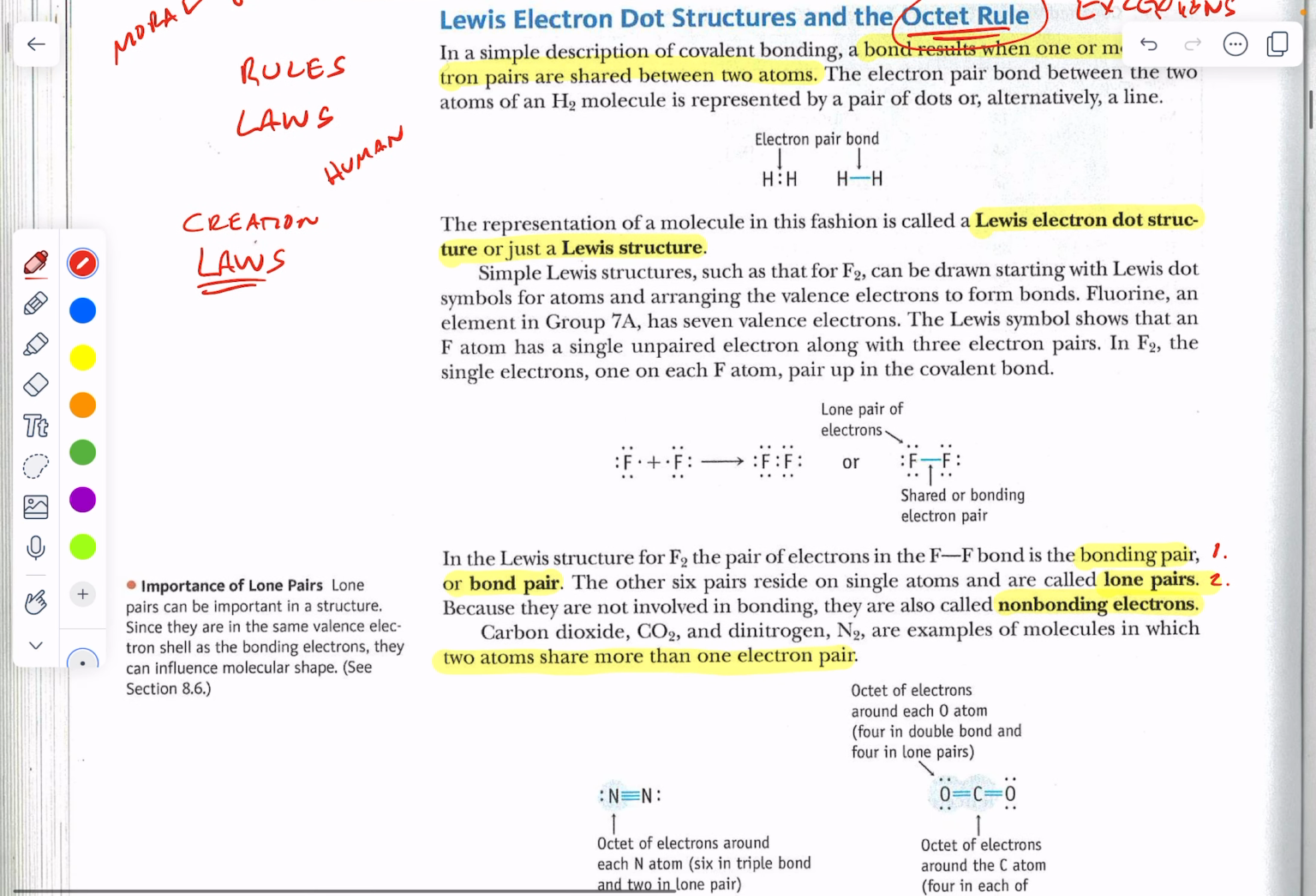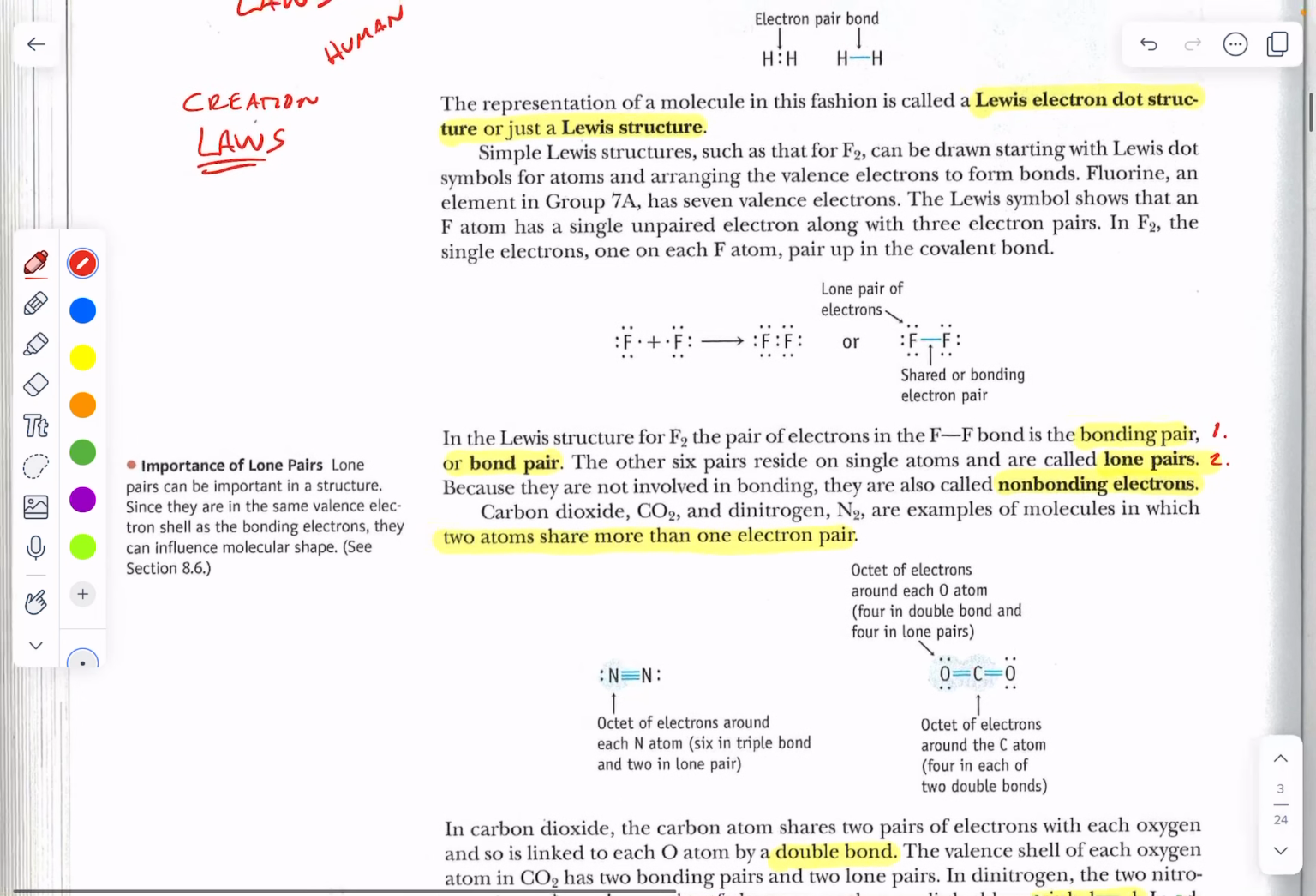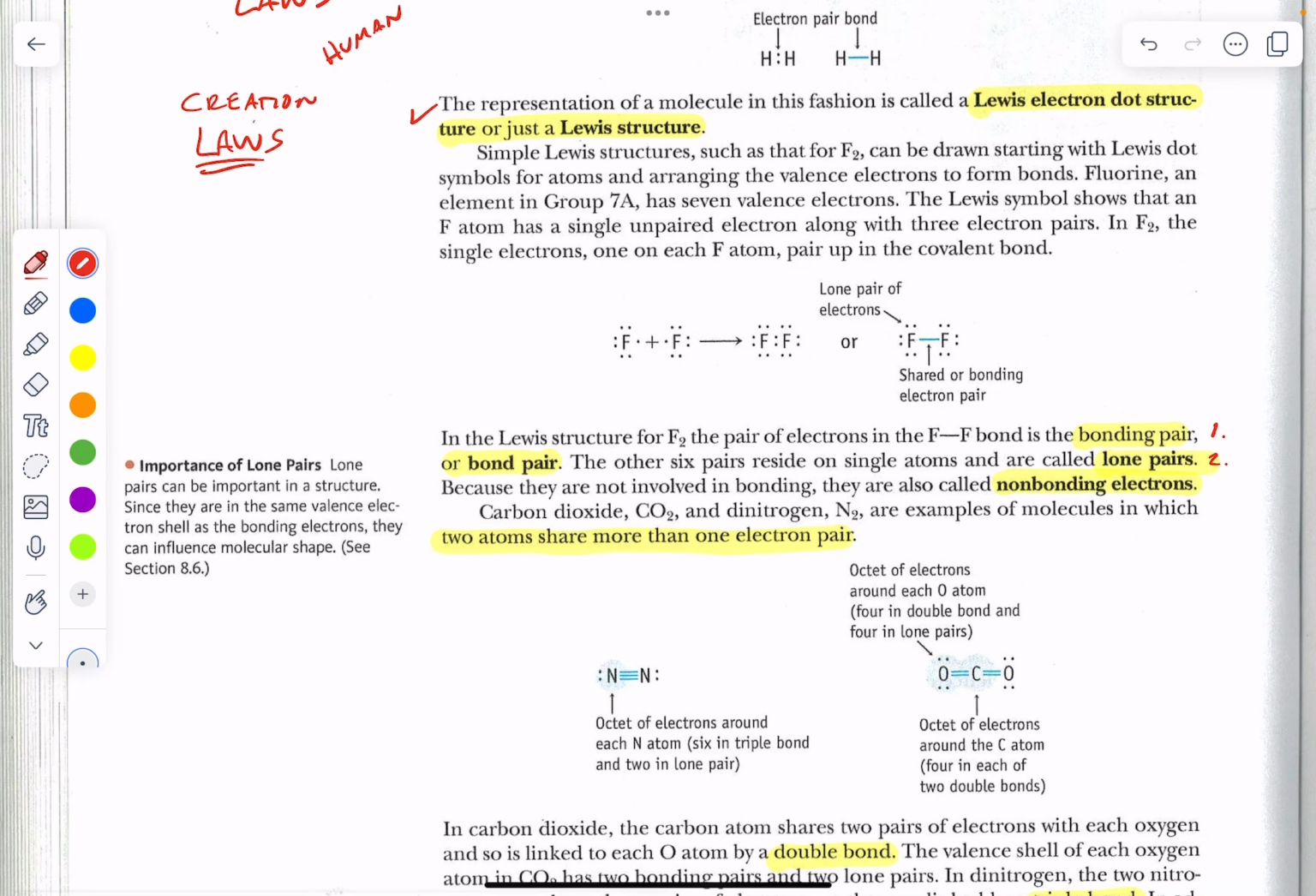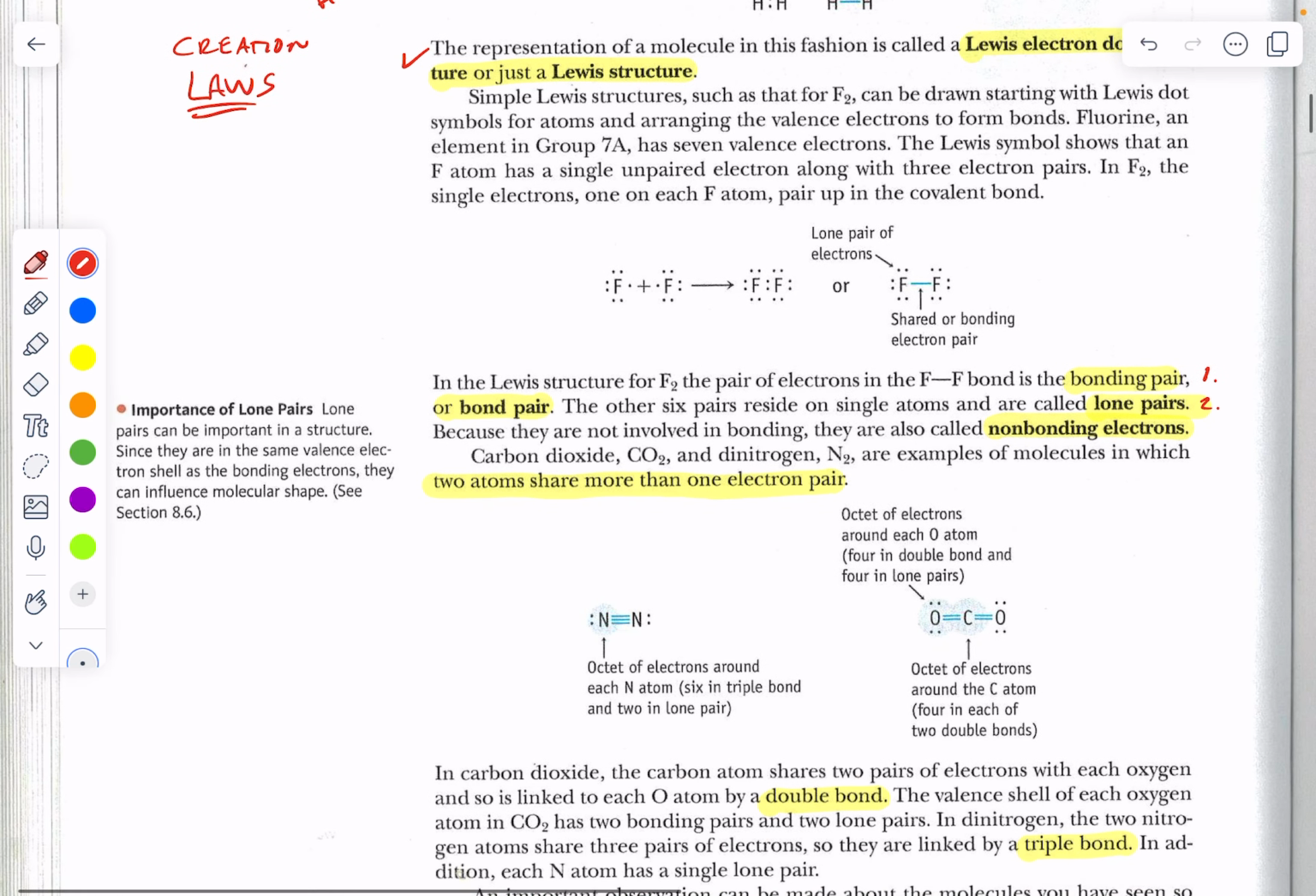So, the representation of a molecule that we're showing here, back to this octet rule, is called a Lewis electron dot structure, or just a Lewis structure. Sometimes we just call it a dot structure. And you can see here for the Brinkelhoff gas, diatomic fluorine, that each fluorine atom has a single electron unpaired in its outer shell, and so they can pair up.